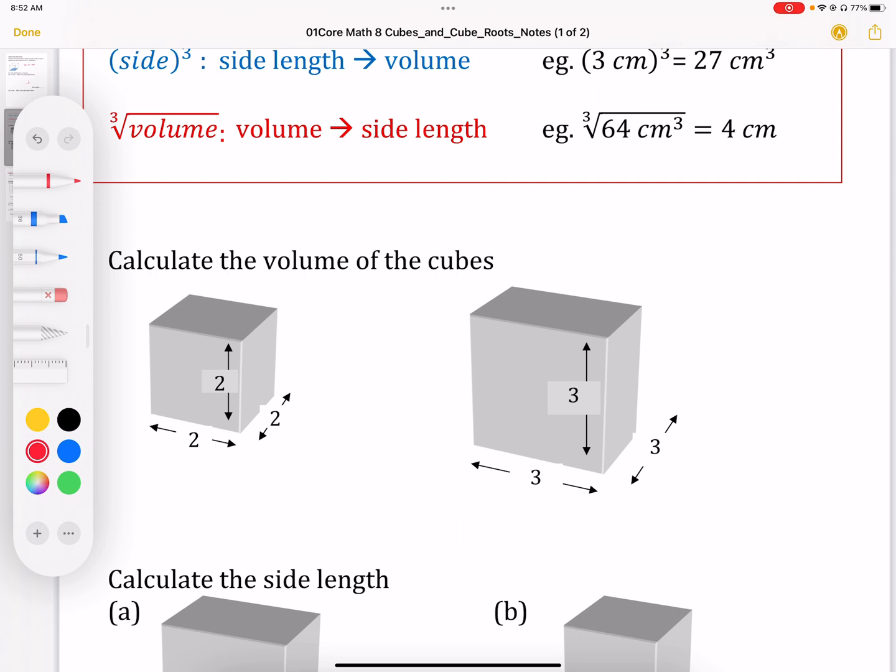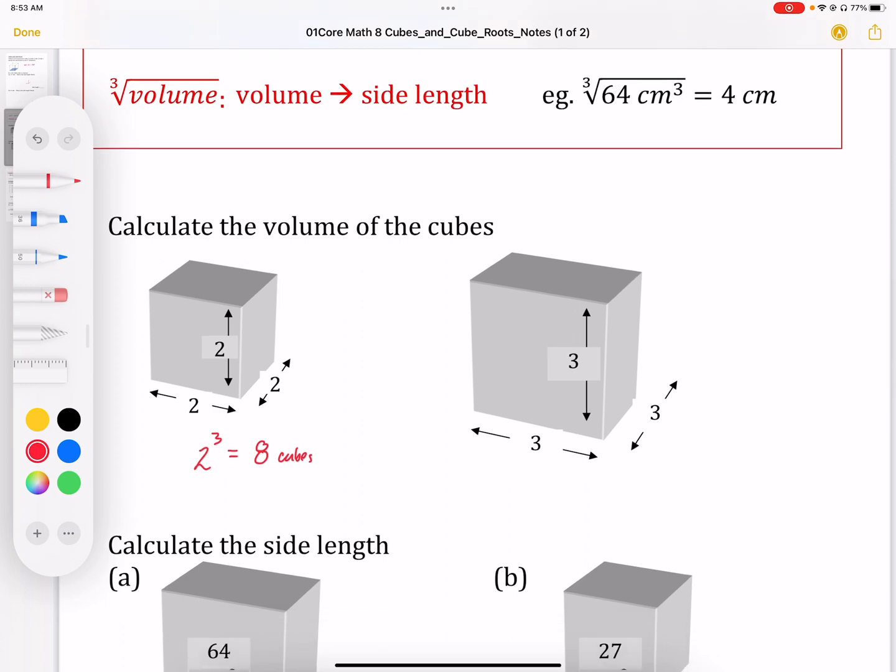So to calculate the volumes of these cubes, we start with the edge length. We could do 2 times 2 times 2, but we're going to cube it. So we're going to take the edge length of 2, cube it, and our calculator is going to give us the volume of 8 cubes. When we start with an edge length of 3 and we cube it, the side length of 3 cubed gives us a volume of 27 cubes.